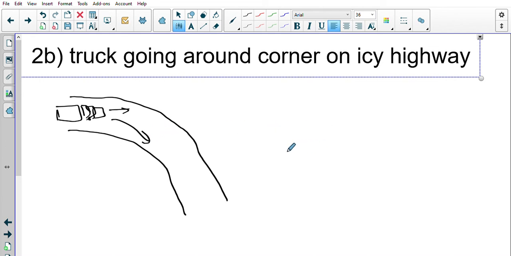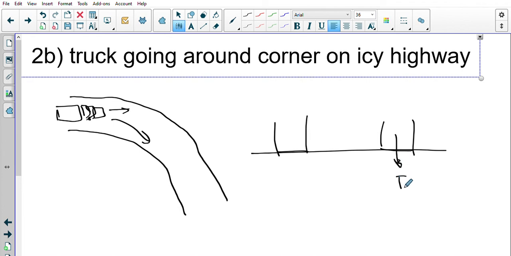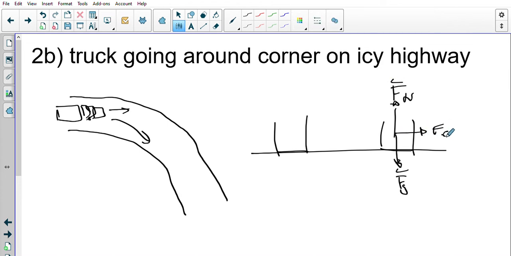But if we take a look at the wheels of the truck that go round and round, what forces have we got? Well, we have the force of gravity coming down. We're going to have a normal force going up. And we are going to have a force of friction as you turn the wheels that causes a push towards the inside of the road.